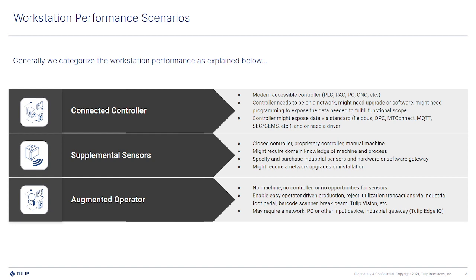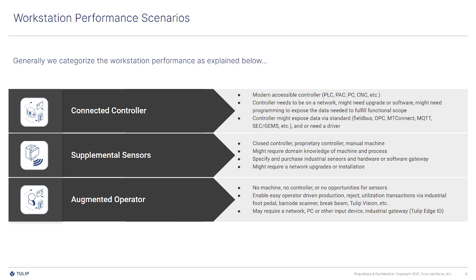Today we're going to talk about Tulip and Tulip applied to workstation performance. When we use the term workstation, we use it intentionally to holistically address many scenarios where a company might be interested in assessing the performance and utilization and quality being produced at a workstation. And that workstation might have a sophisticated machine with a controller like a PLC, a programmable logic controller, or a controller like a CNC's controller.